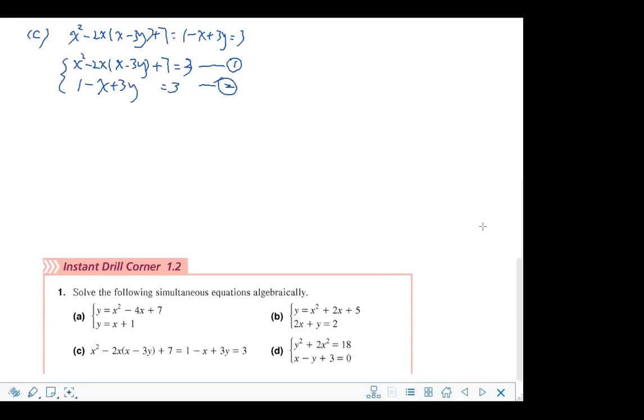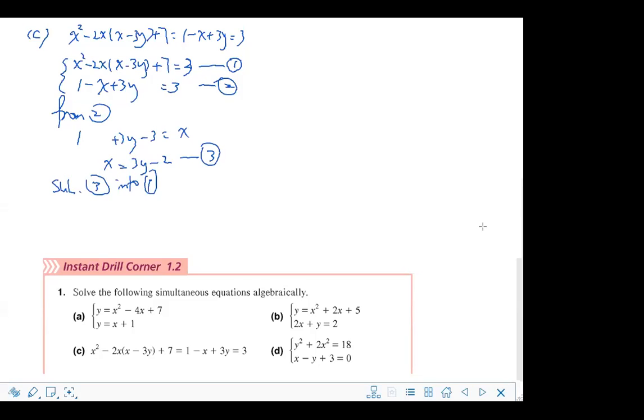One equation has a square term and the other equation does not have a square term. So I start with the one with no square term. That is equation 2. So I need to make one of them to be the subject. Okay, so I would like x to be the subject. So 1 plus 3y. Move the 3 to the left and then move the x to the right. Simplify. So x should be equal to 3y minus 2, right? Okay, and then we call this equation 3. And then we will substitute equation 3 into equation 1.